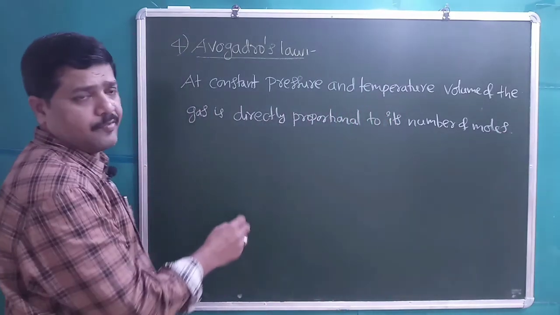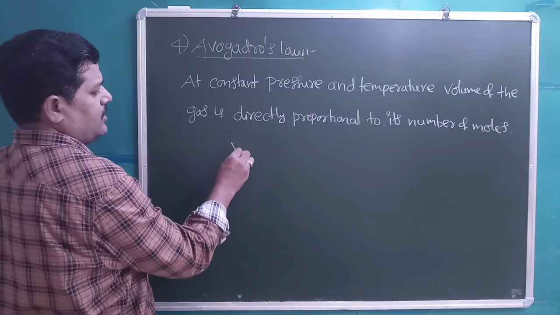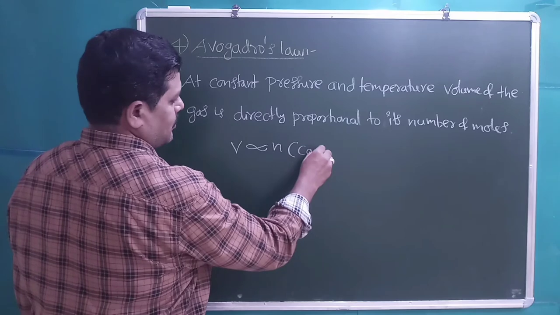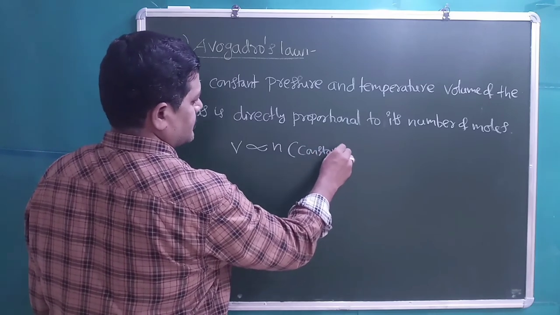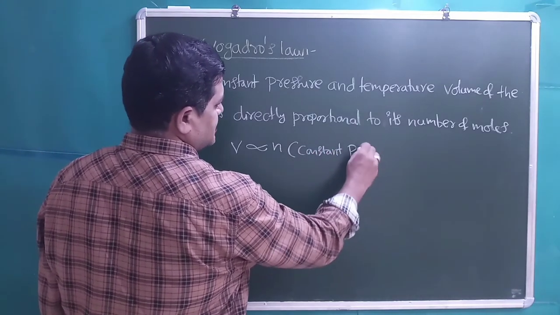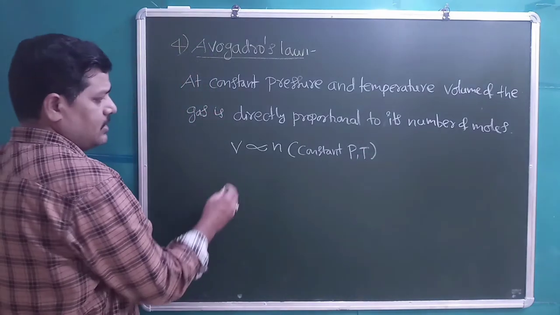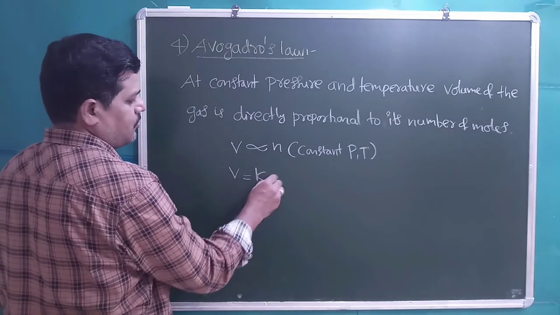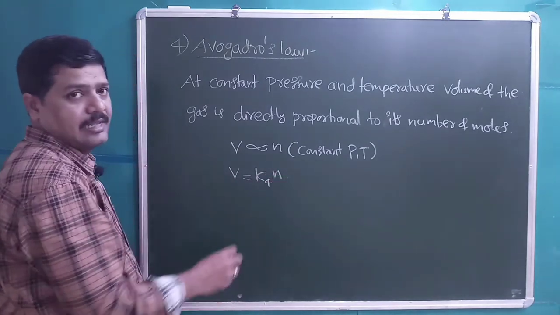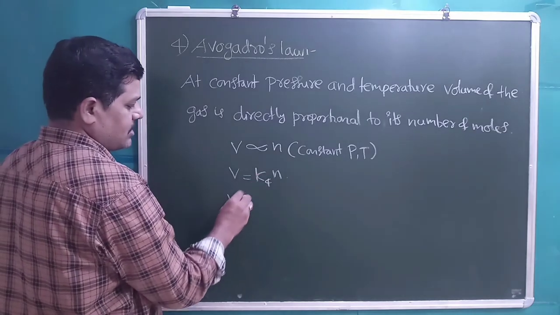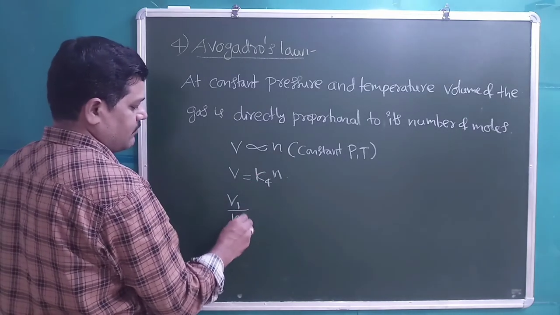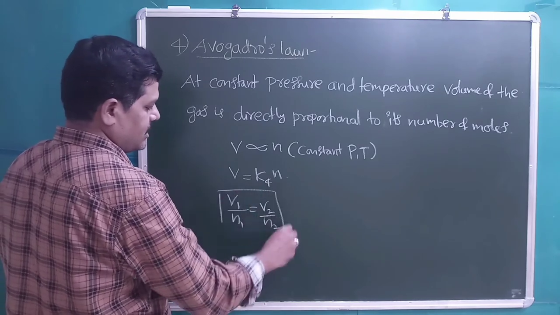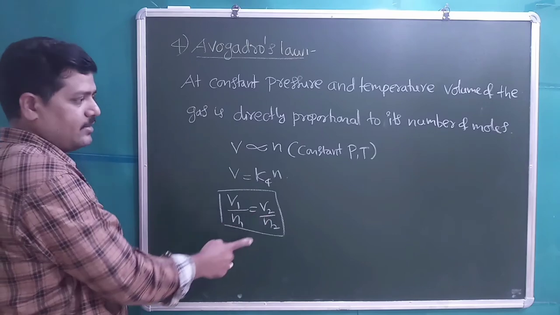In the mathematical form, we can write this as volume is directly proportional to the number of moles, provided the pressure and temperature both are constants, right? So let us introduce a proportionality constant. Now we will take it as K4 into N. At two different conditions, students, we can write it as V1 by N1 is equal to V2 by N2.